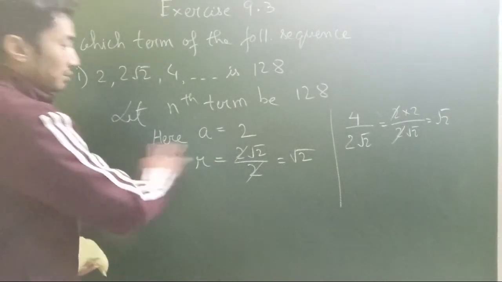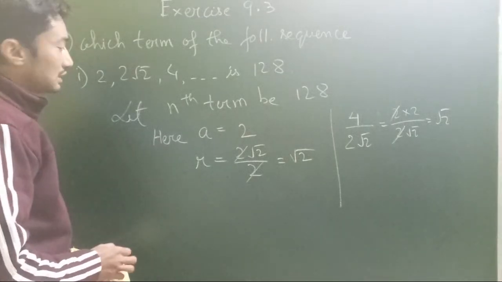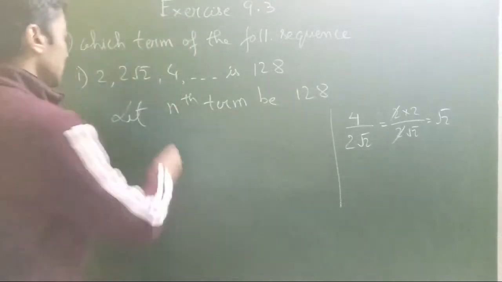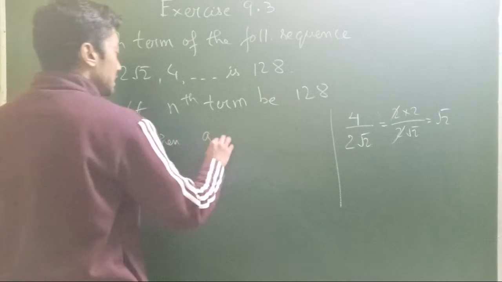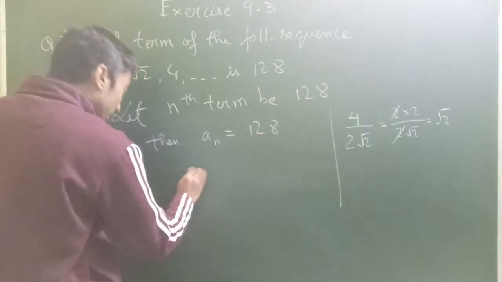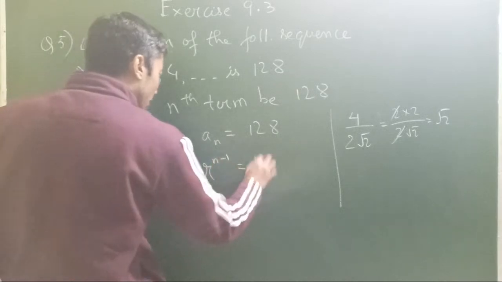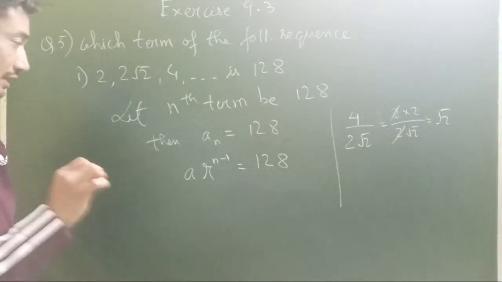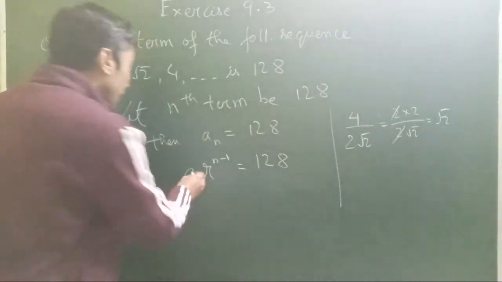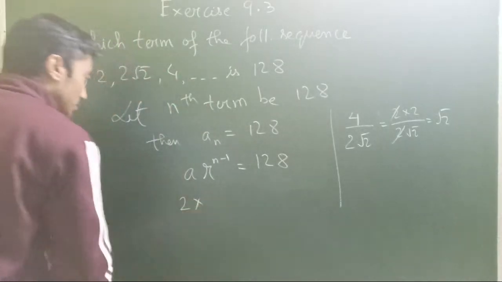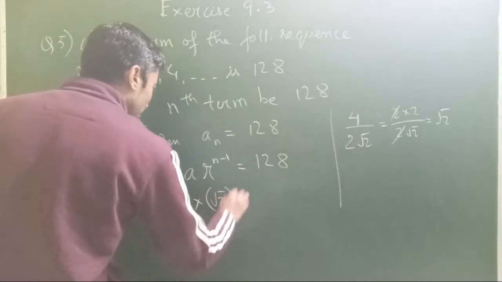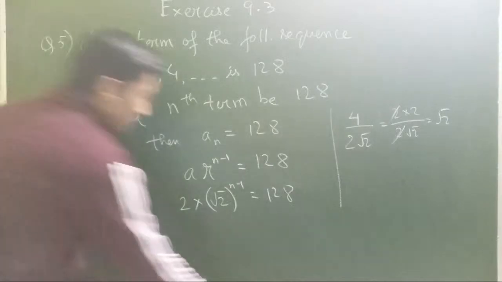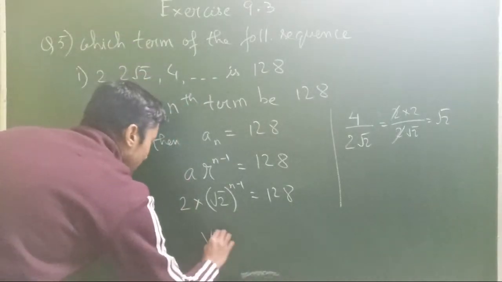We have assumed that the nth term is 128. So the nth term is generally denoted by a into r power n minus 1, and that is equal to 128. We are assuming that it is the nth term, so we have to find n, which term. A, as we have already found out, is 2, and r was √2. So 2 into √2 all power n minus 1 is equal to 128. I'll just solve this.